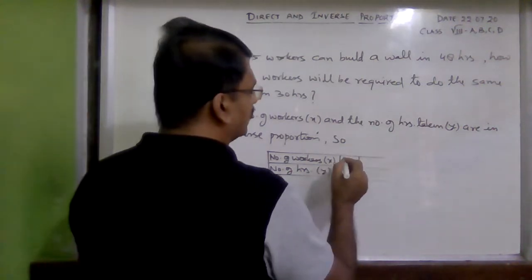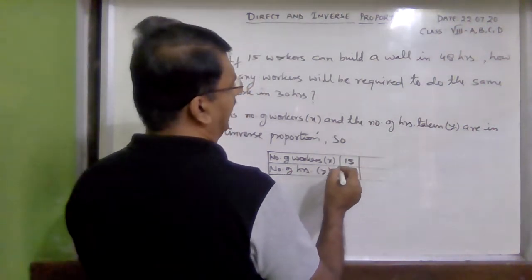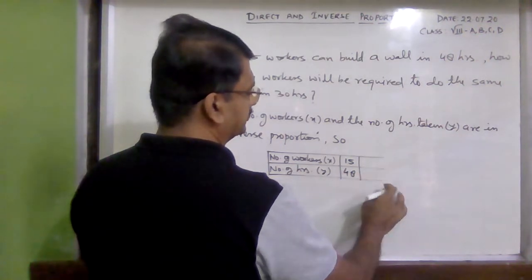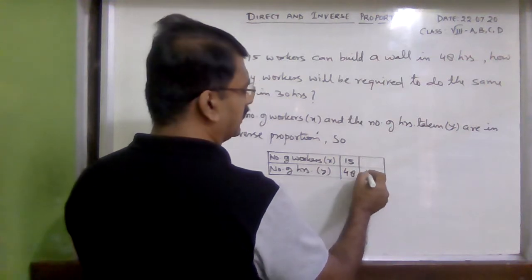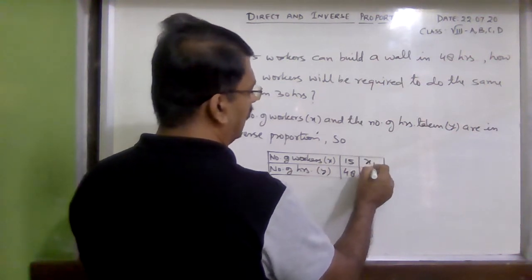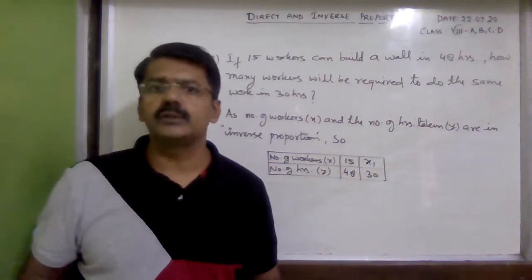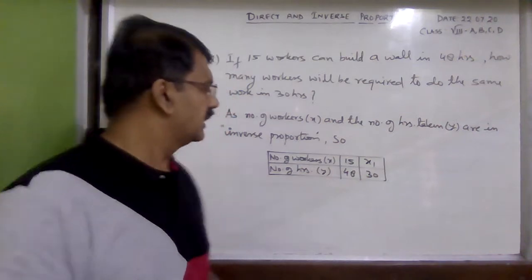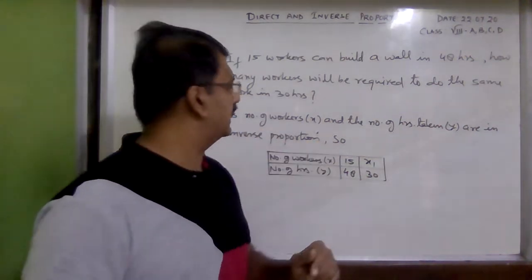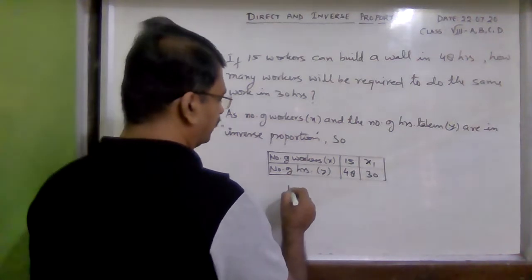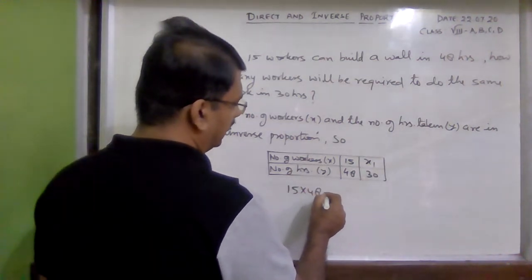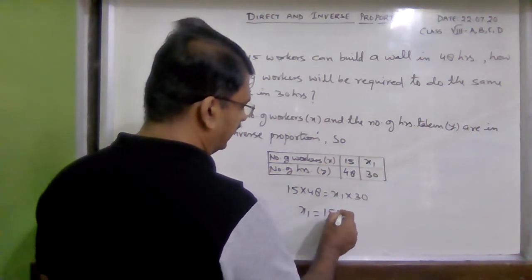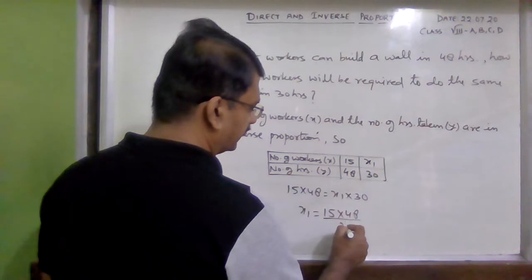When 15 workers are there, the time taken to complete the work was 48 hours. Now we have to complete the work in 30 hours. So they are saying how many workers are needed. So now you have to find X1. How many workers are needed to complete the work in 30 hours. Now you see, I have already mentioned that they are in inverse proportion. So 15 into 48 is equal to X1 into 30. So X1 will be equal to 15 into 48 upon 30.